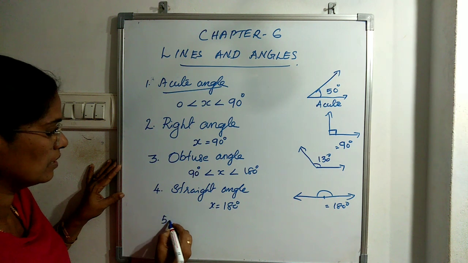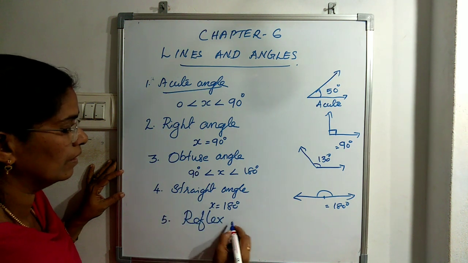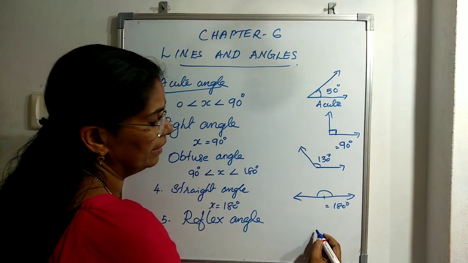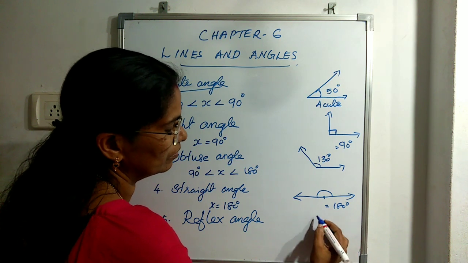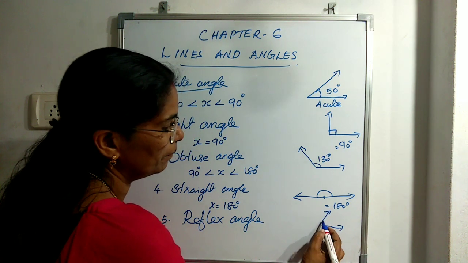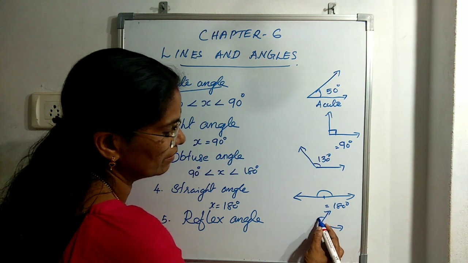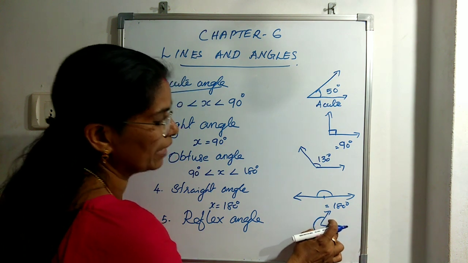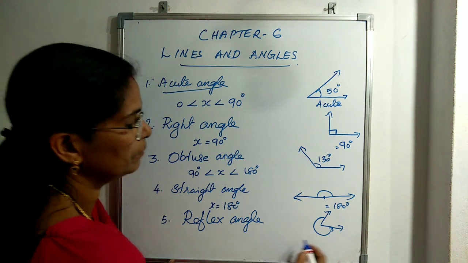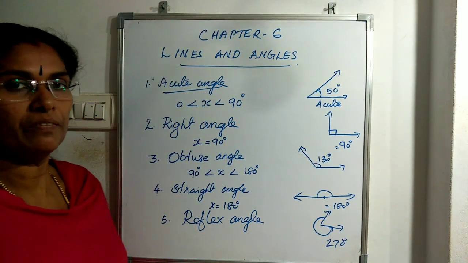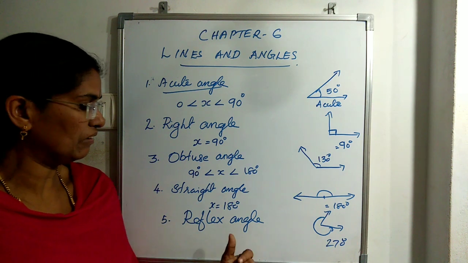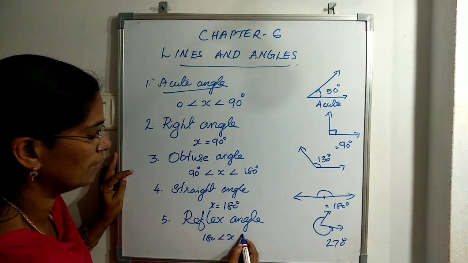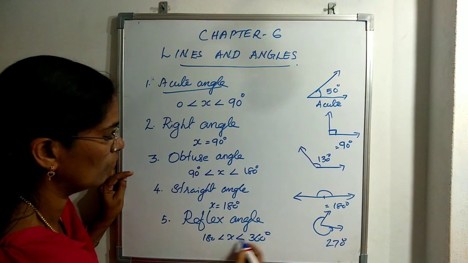And one more angle you have to study now. It is the reflex angle. A reflex angle is the measure of an angle between 180 and 360. So this outside angle is called a reflex angle. Inside means it is an acute angle. So outside, simply I am writing it as 270. It is between 180 and 360. This angle is called a reflex angle. So 180 less than x less than 360 is called a reflex angle.